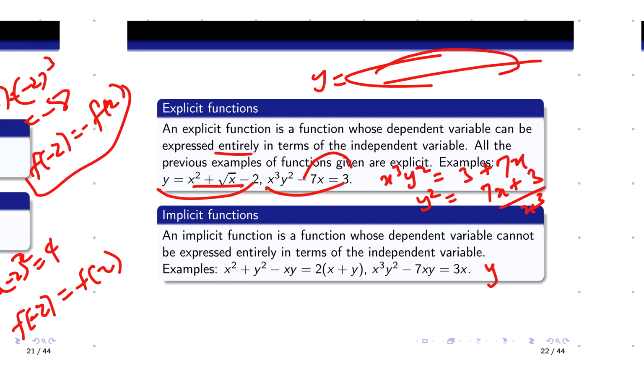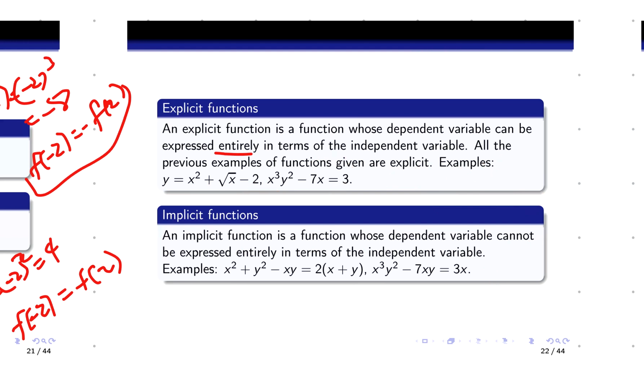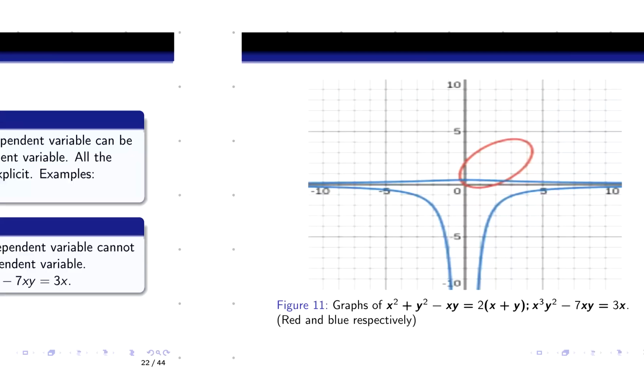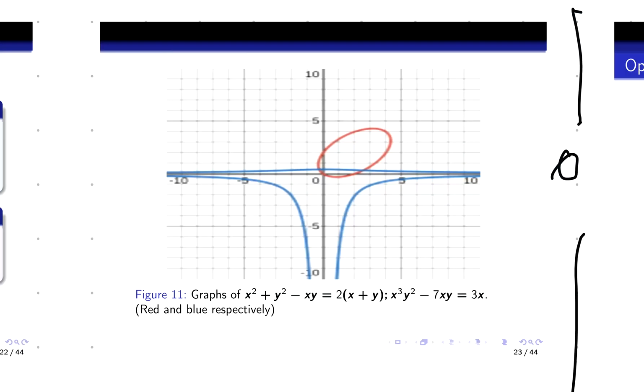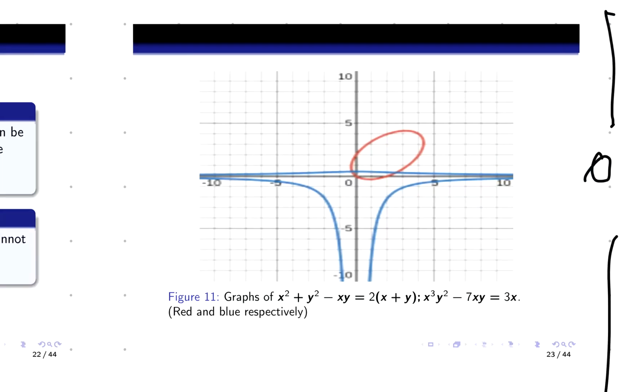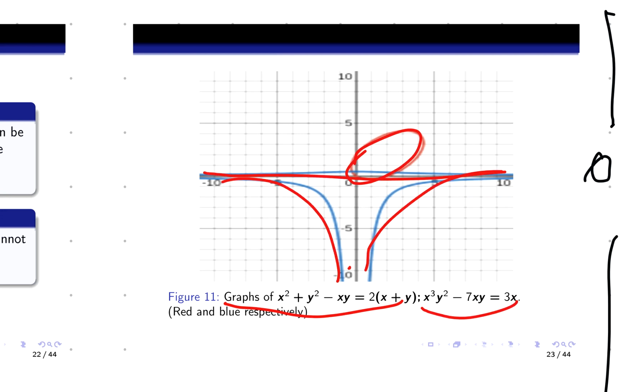Okay, so let's see some examples of implicit functions. Look at the graphs of x squared plus y squared minus xy equals 2x plus y. The red one looks like an ellipse. And then x cubed minus y squared minus 7xy equals 3x. It has many asymptotes like that. So those are very good examples of implicit functions.